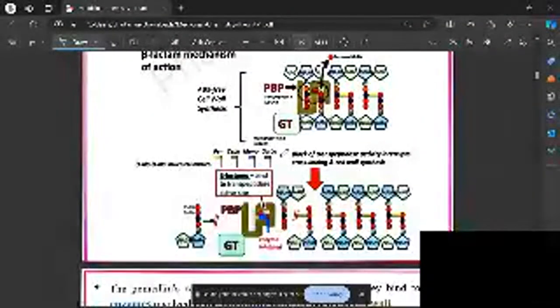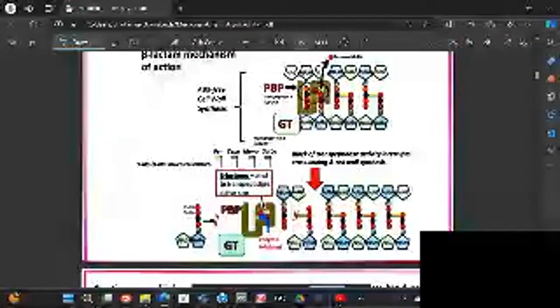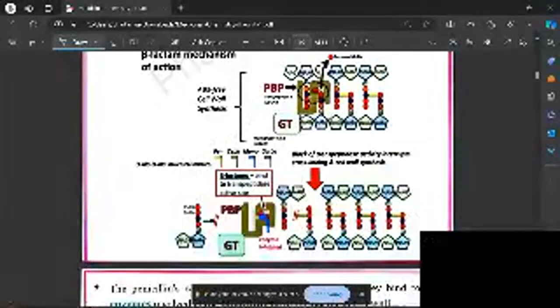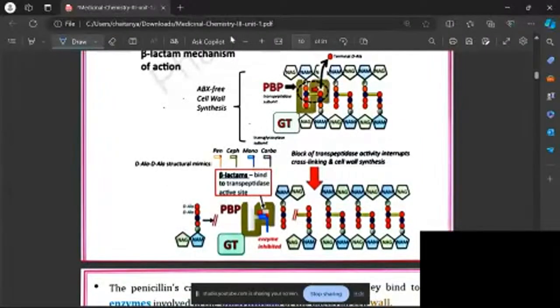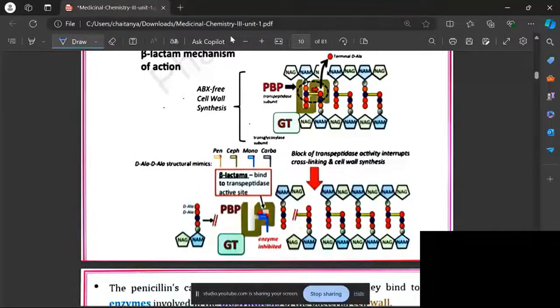Let us observe how the cell wall is going to be synthesized. Guys, am I perfectly audible and visible? Is everything okay? I think it's okay.